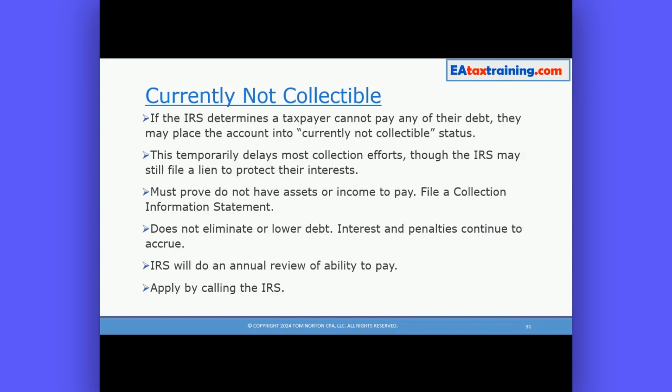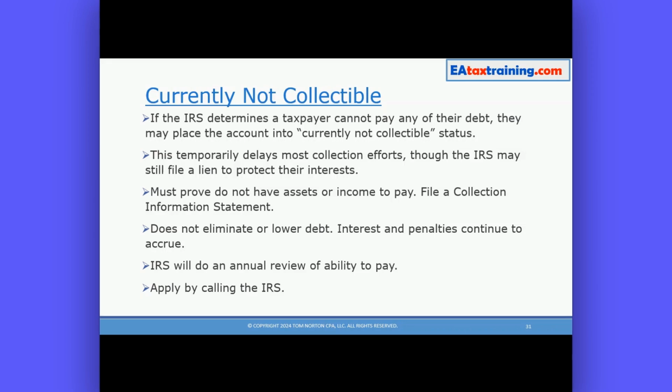Currently not collectible. The IRS can determine that somebody is not collectible, and you can request this on behalf of a taxpayer. You can request for the IRS to review the situation and make this determination. But this is only going to be in the most desperate, dire type of circumstances. Once the IRS agrees to this, that will delay all collection efforts, though the IRS may still file a lien to protect their interests.